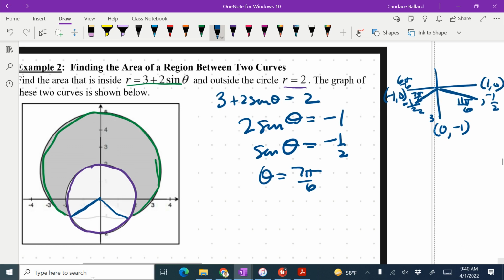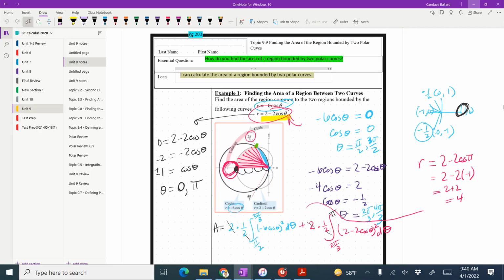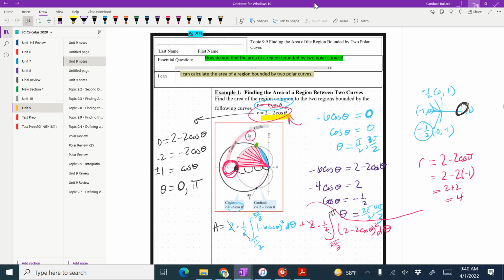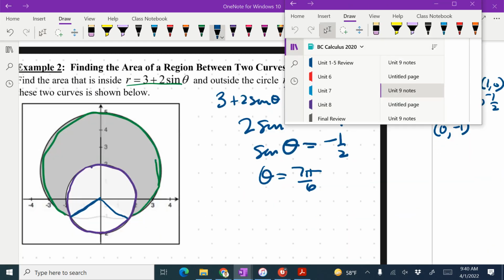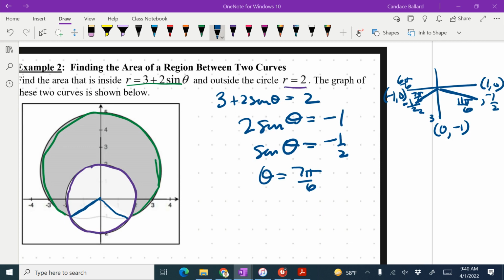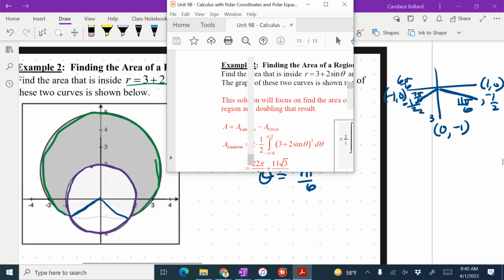But there's a slight problem with that one. Okay, but we'll get there. I lost my second screen here. Let me fix that up. And move that back over.